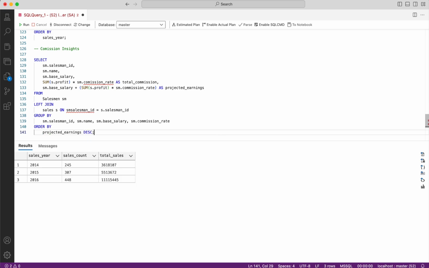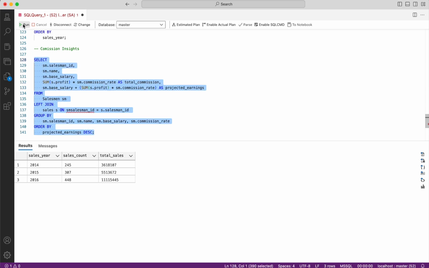in descending order. Okay, so let me explain what's going on. So we want to see our columns where we can see the salesman ID, the name, their base salary, and we also want to see what was the total amount of commission that they earned. And the way you get this is you multiply profit by their commission rate, which is a percentage of the commission. Did I spell that wrong? I think I did. We'll see. And then also we want to see projected earnings, and the way we're going to do this is it's going to be their base salary times their commission rate.